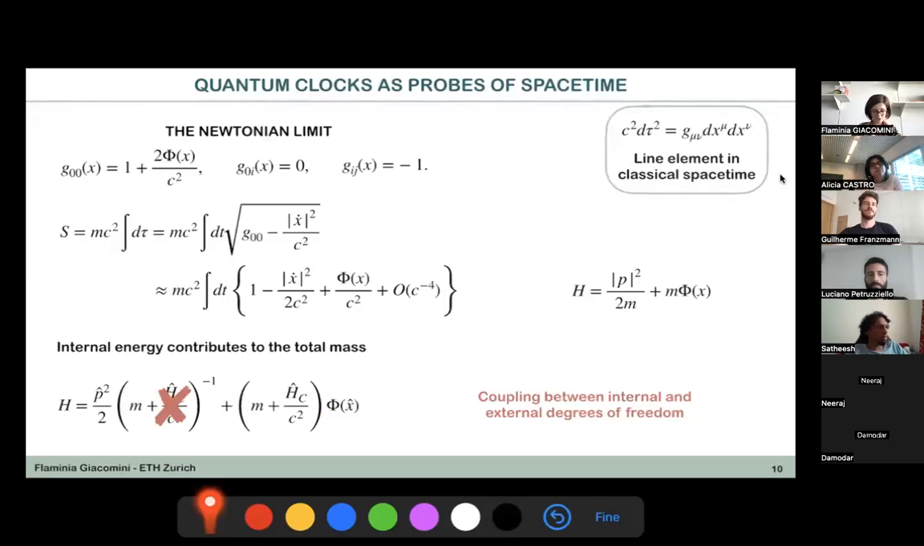So the Hamiltonian with which we will work is just the usual kinetic term, p squared divided by 2m, plus the potential term in which, except for the rest mass times the Newtonian potential, you also have a coupling between the Hamiltonian of the internal energy of the clock times the Newton potential. Okay. And yeah, so this is basically G divided by X. So that's the expression of this stuff.